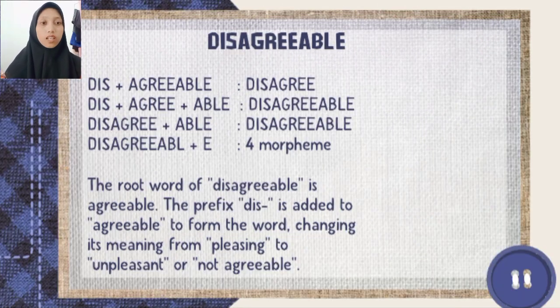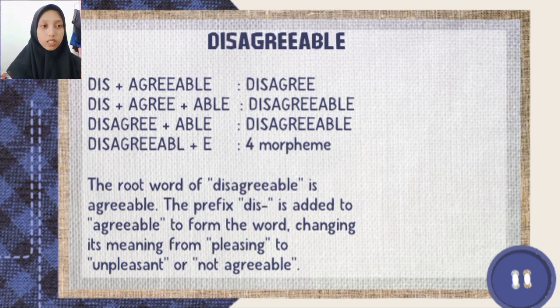Next is the root word of disagreeable. Disagreeable, the root word is dis plus agreeable, dis plus agree plus able, disagree plus able, disagreeable plus y. So the word disagreeable has 4 morphemes. And then the root word of disagreeable is agreeable.